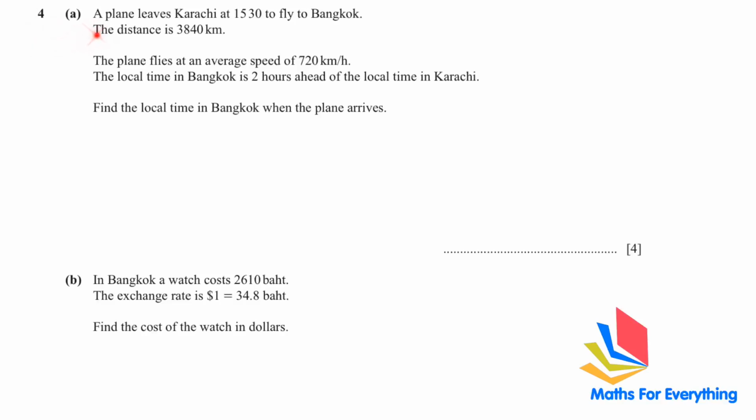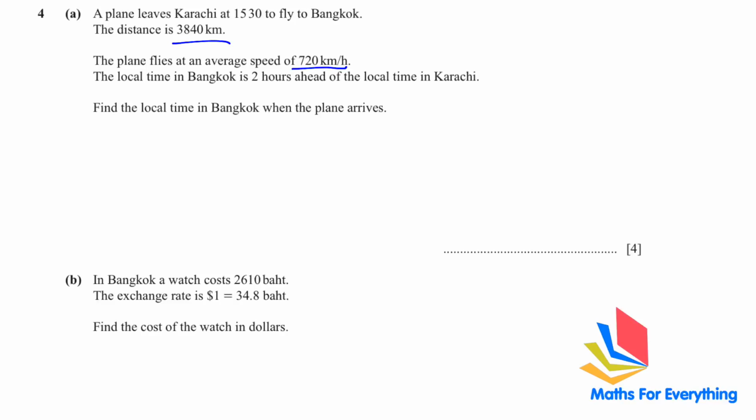Question number 4. A plane leaves Karachi at 15:30 to fly to Bangkok. The distance is 3840 kilometers. The plane flies at an average speed of 720 kilometers per hour. The local time in Bangkok is 2 hours ahead of the local time in Karachi. Find the local time in Bangkok when the plane arrives.